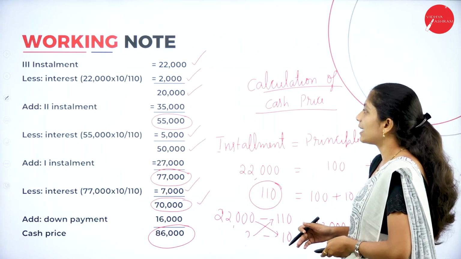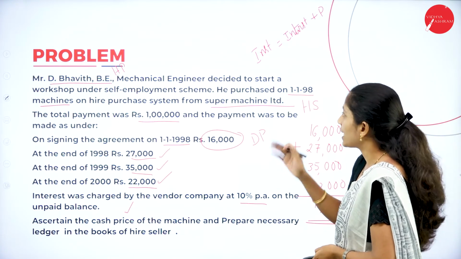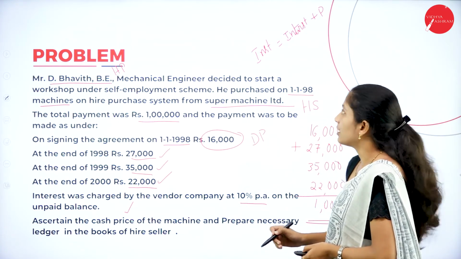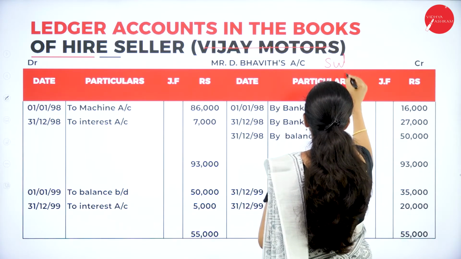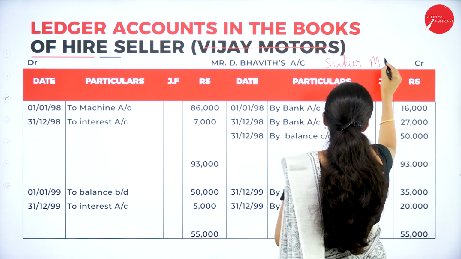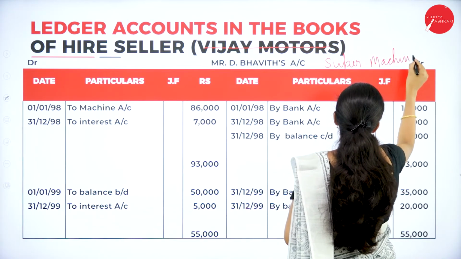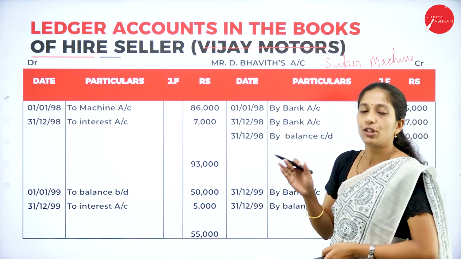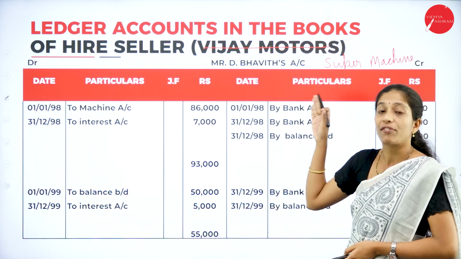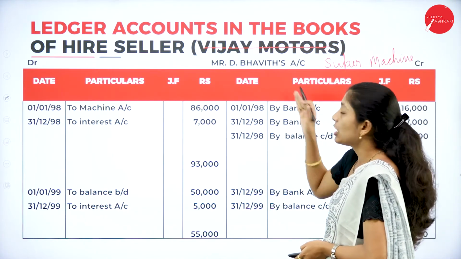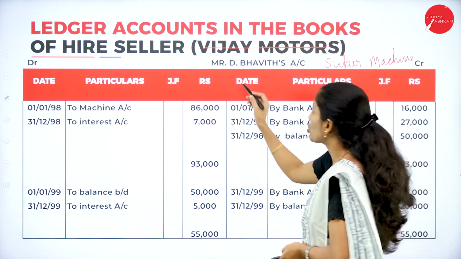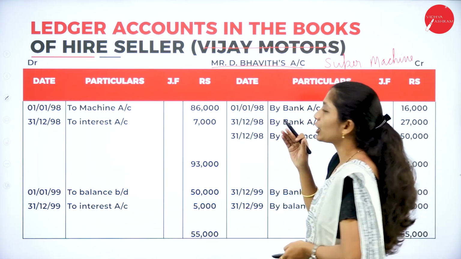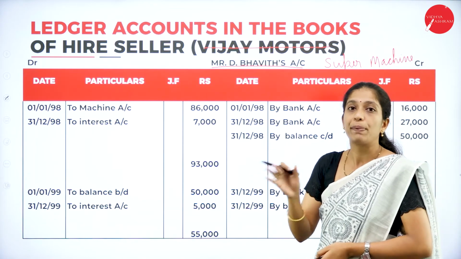Now who is a hire seller here? The hire seller is Super Machine. It is not Vijay Motors, it is Super Machine. So we are going to prepare ledger accounts in the books of hire seller, that is Super Machine. The first account to be prepared is that of the hire purchaser.